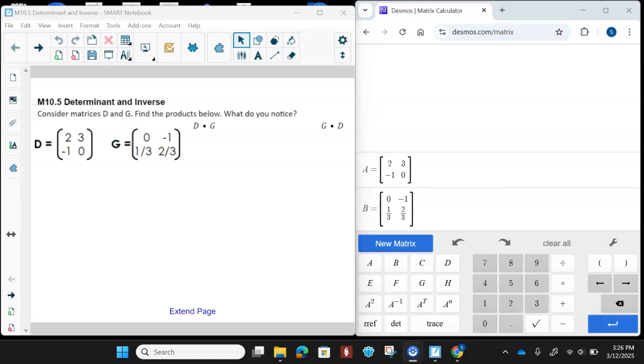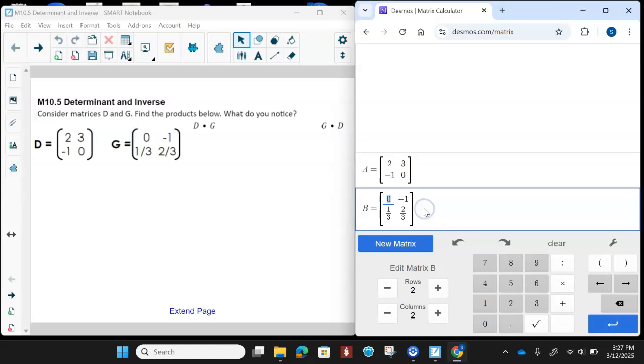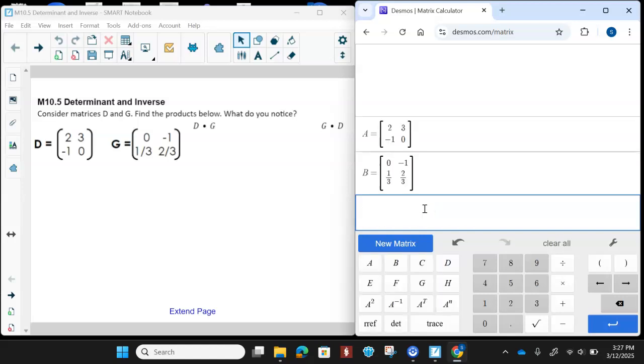Pause the video, put the two matrices in the Desmos matrix calculator, and see what D times G is, or in this case, A times B. Then flip it, and see what you notice. And here we go. So I'm going to go ahead now and show. So what is A times B?